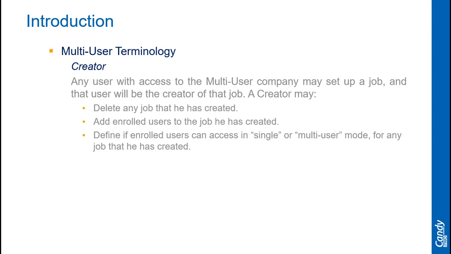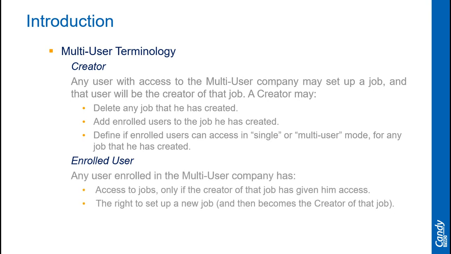He can enroll users to the job. He can decide who will get access to the jobs that he has created within the multi-user company. And he can also define whether the enrolled users can access this job in single-user mode or multi-user mode, which is a restricted mode, for any of the jobs that he's created, of course. And then we've got the enroll user. Any user who has access to the multi-user company is an enroll user. And he can create a job, by which he becomes a creator for that job within the multi-user company. We will see each of these roles in detail as we get into the software.